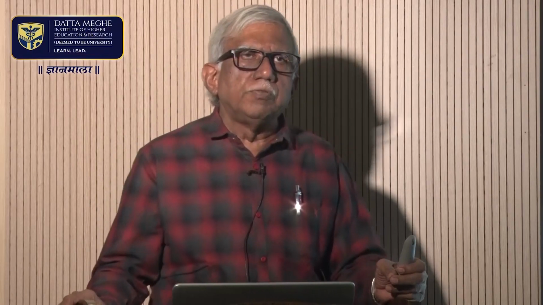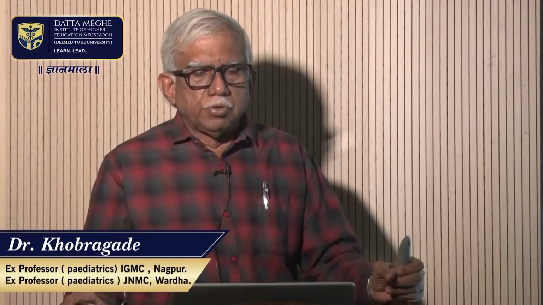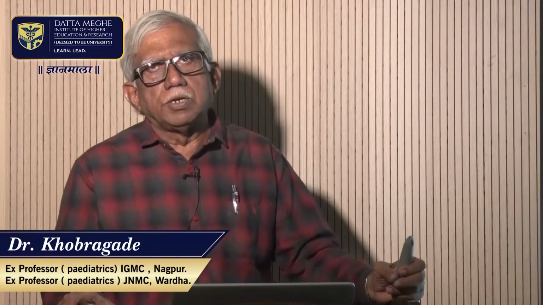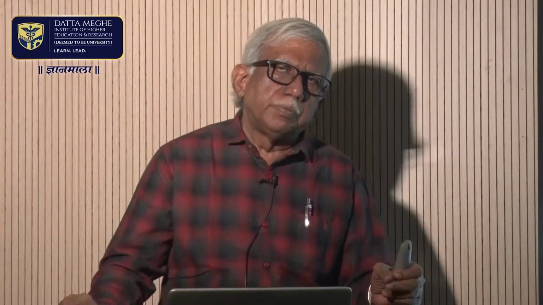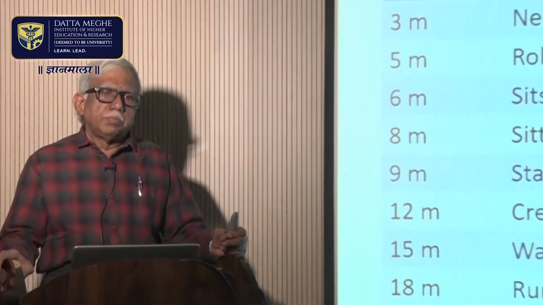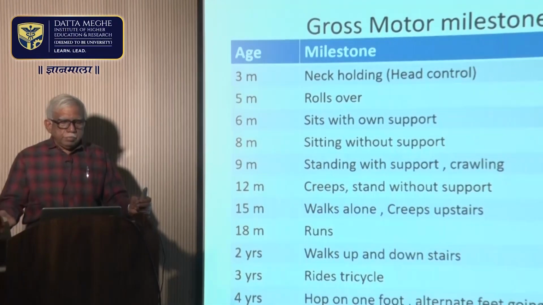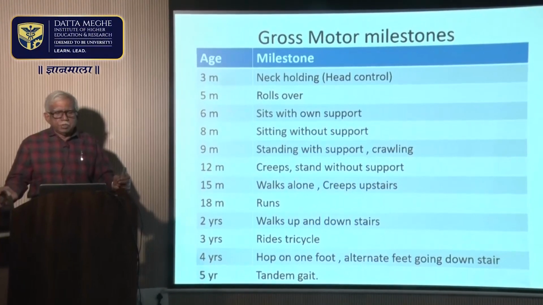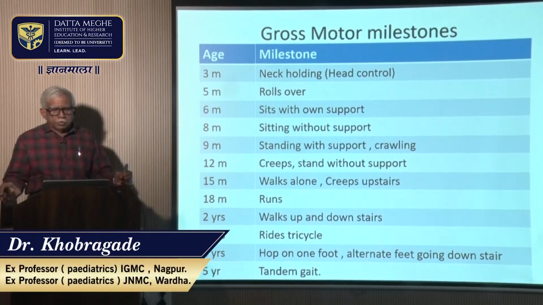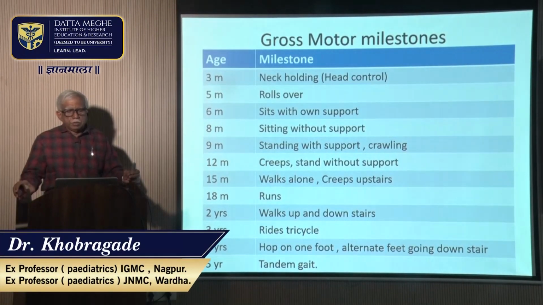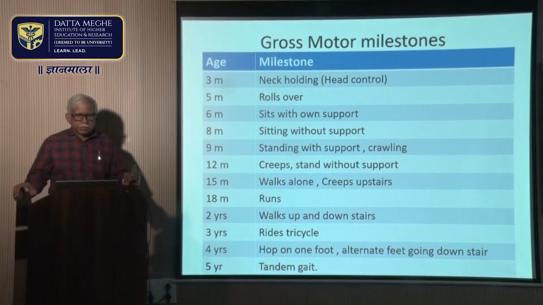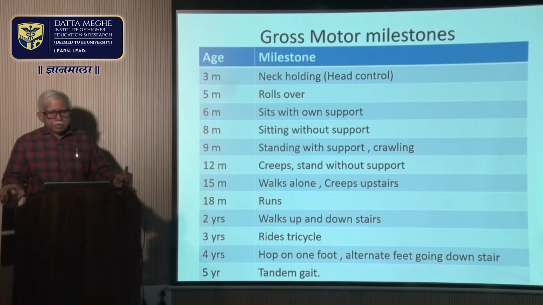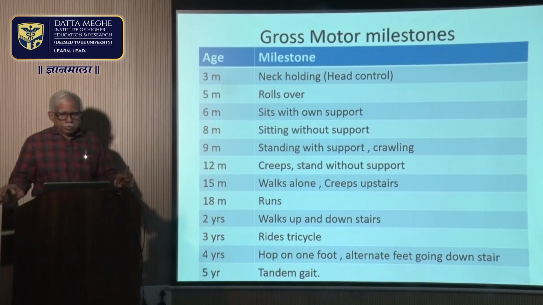Now coming to the various gross motor milestones in a nutshell, which are to be seen in a particular child. At 3 months neck holding has to be there, whether present or not, that has to be seen. At 5 months rolling from side to side has to be seen. Initially he rolls from supine to prone, and then from prone to supine. Then he sits with support at 6 months, sitting without support at 8 months, standing with support and crawling at 9 months, creeping, that means on hands and soles. That type of walking is possible at 12 months of age, and even the bear's gait we get is again at 12 to 13 months of age.